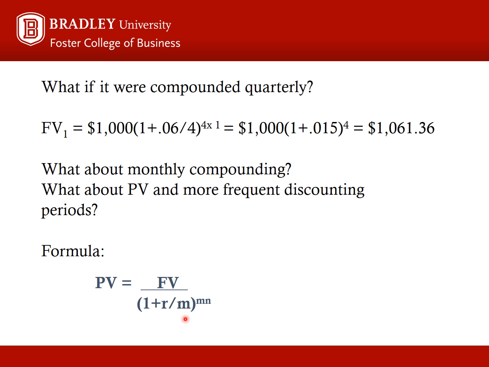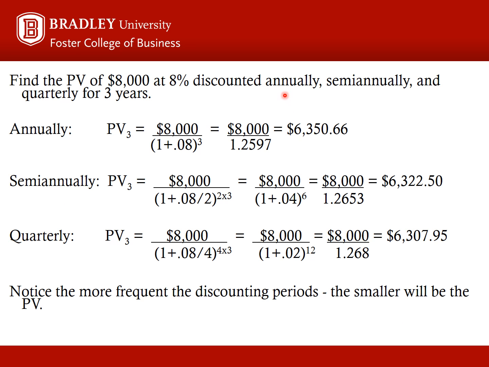So here's our formula for present value with the more frequent discounting. Again, same adjustment, taking the interest rate, dividing by M, number of discounting periods per year, and taking N and multiplying by M to get the number, again, of discounting periods. So let's look at an example using present value. Let's find the present value of $8,000 at 8%, discounted annually, semi-annually, and quarterly for 3 years.